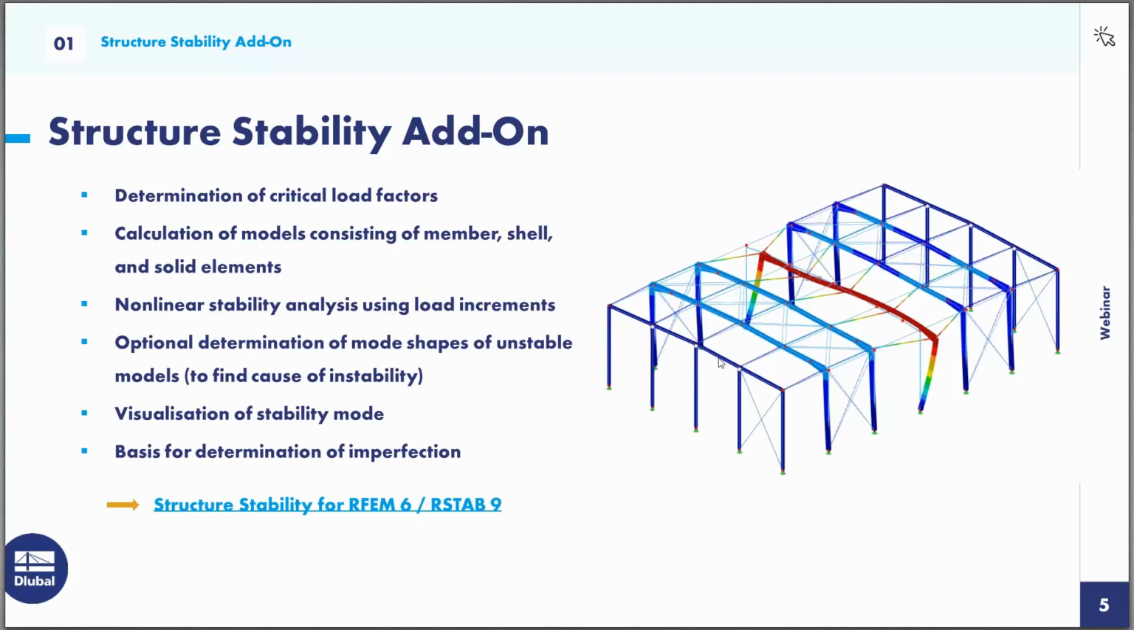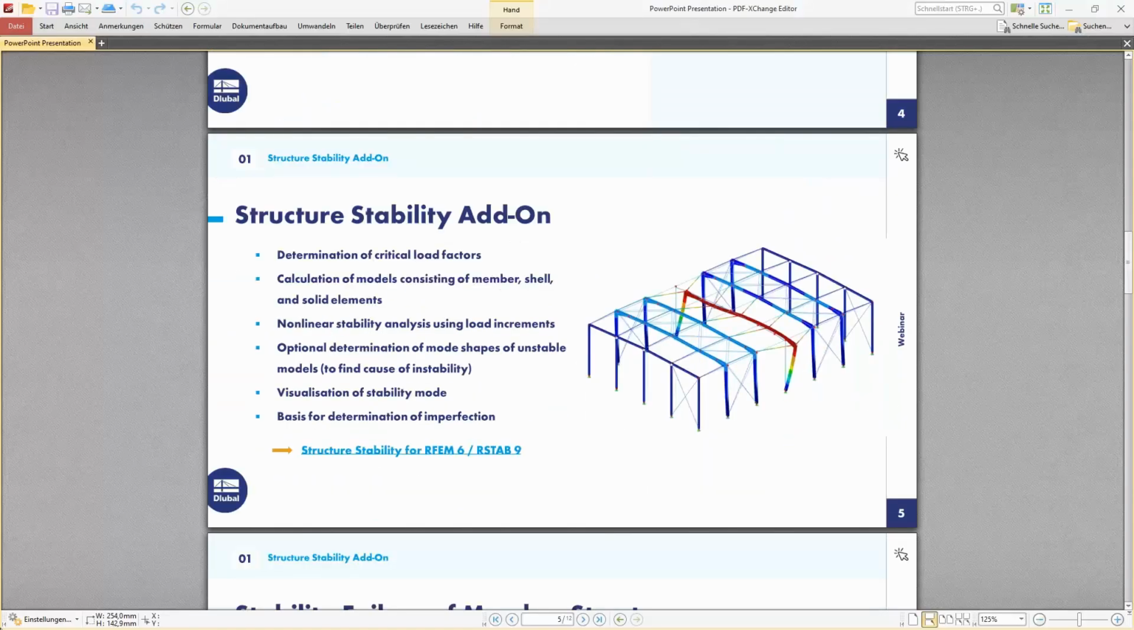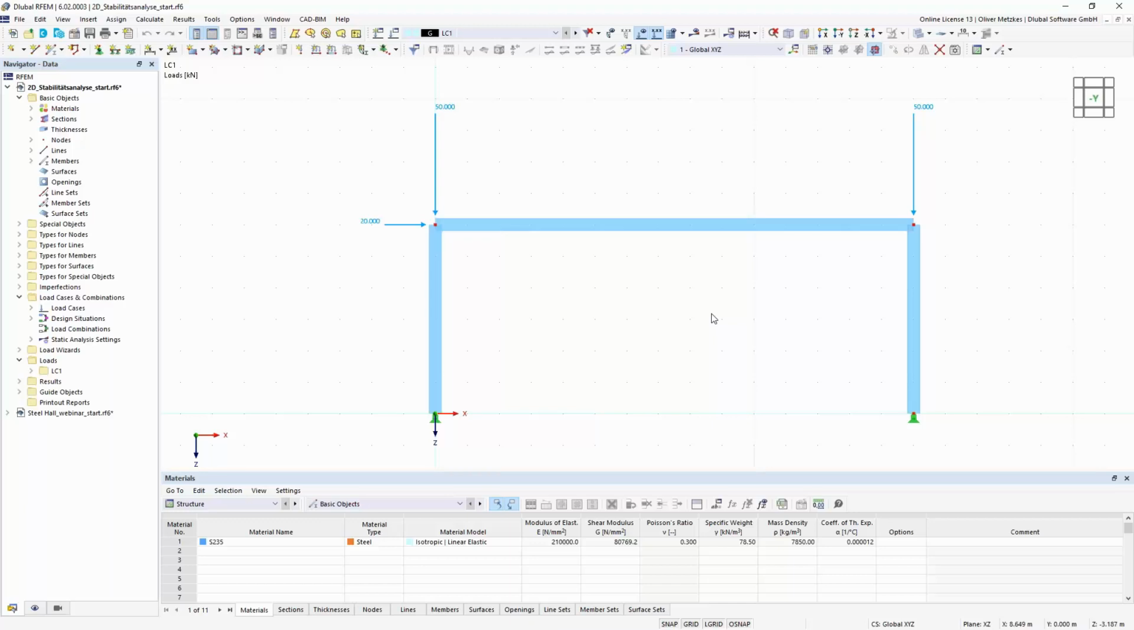In the first example, I want to use a simple example in RFEM to show you the basics of the input for the structure stability add-on and also which results we will get from the calculation with the structure stability add-on. So I will switch to RFEM, and we will have the first example.